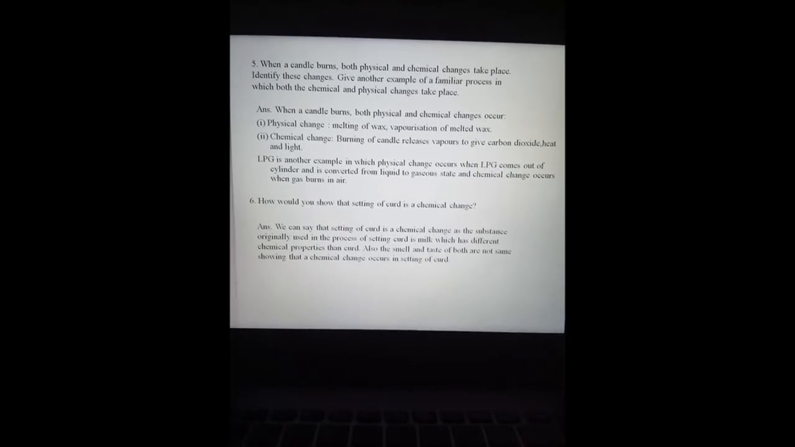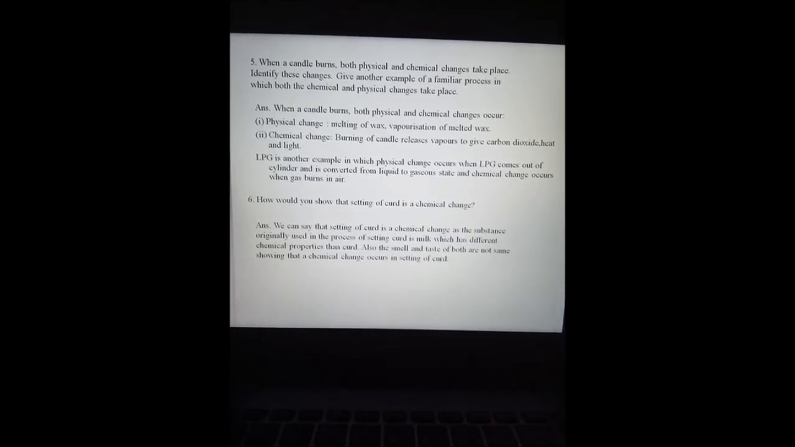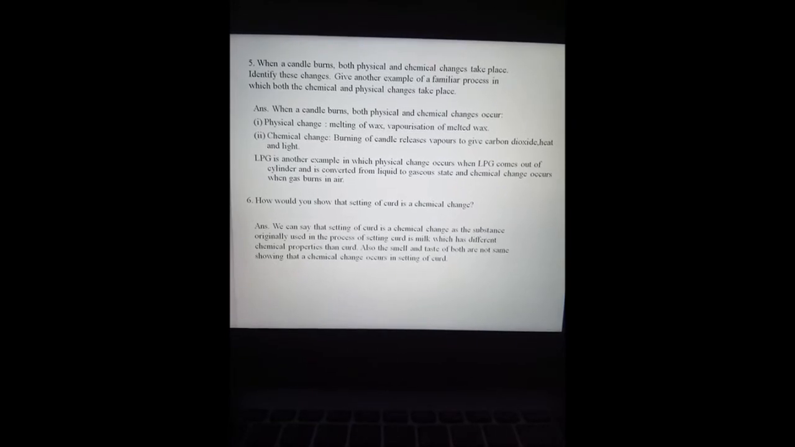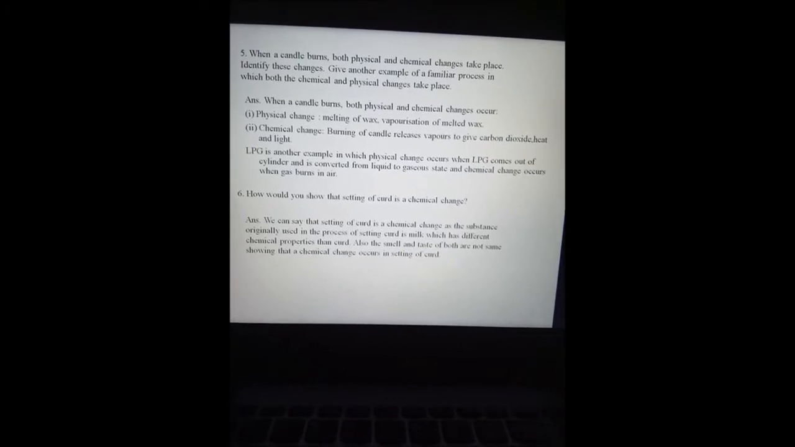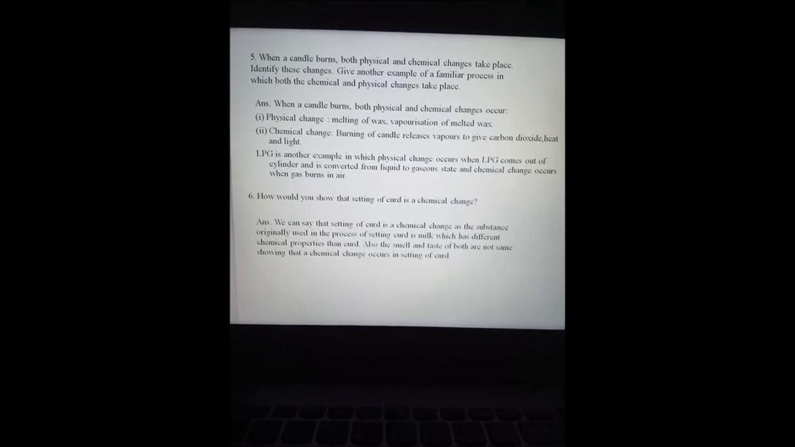But the basic point to this question is, the properties of curd and milk are different. Curd is formed using milk. So we can say that setting of curd is a chemical change, as the substance originally used in the process of setting curd is milk, which has different chemical properties than curd. Also, the smell and taste of both are not the same. Yeah, you can check it in your house itself if you have curd at home. So the answer is, setting of curd is a chemical change.